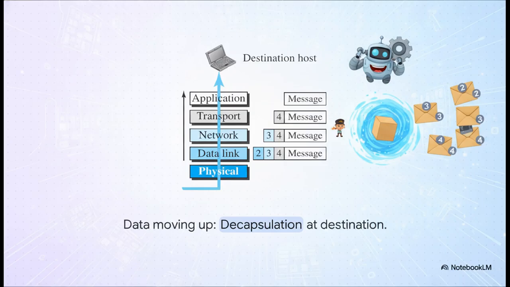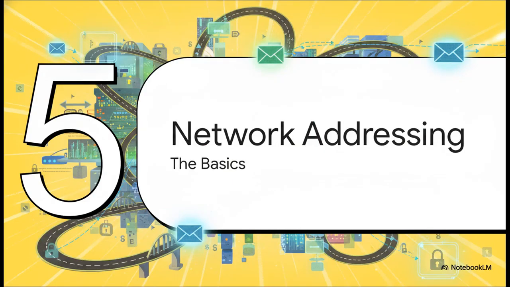It is time to open all those envelopes. The data link layer checks the layer 2 header, strips the frame, and passes the datagram up. The network layer checks the layer 3 header, strips the datagram, and passes the segment up. The transport layer checks the layer 4 port header, strips the segment, and passes the pure original message right up to the application layer, into the waiting program. The system works perfectly. That brings us to Section 5, Network Addressing Basics.